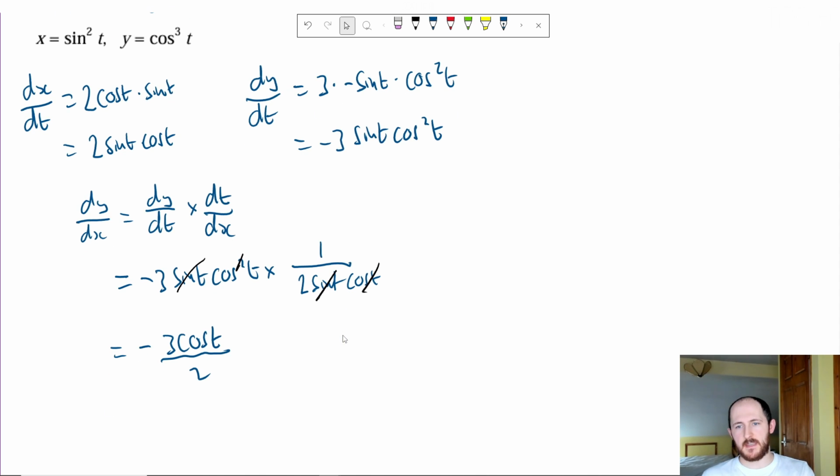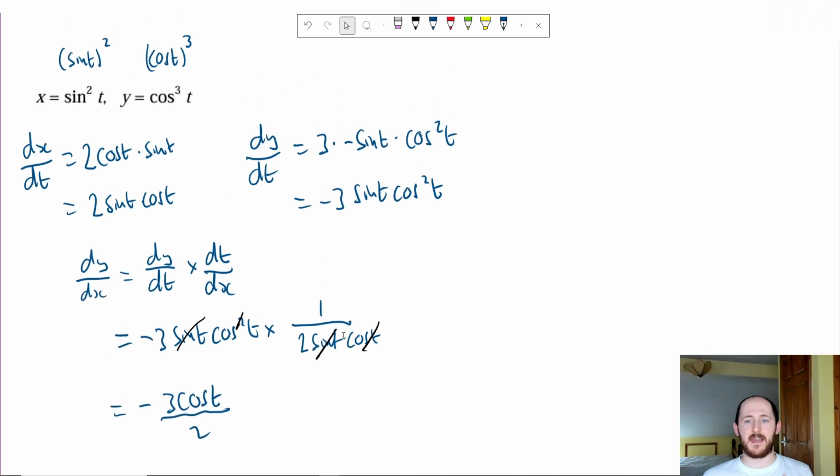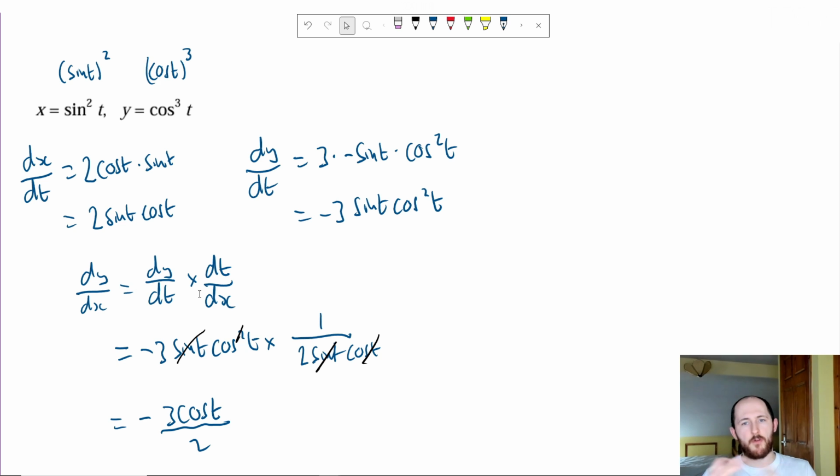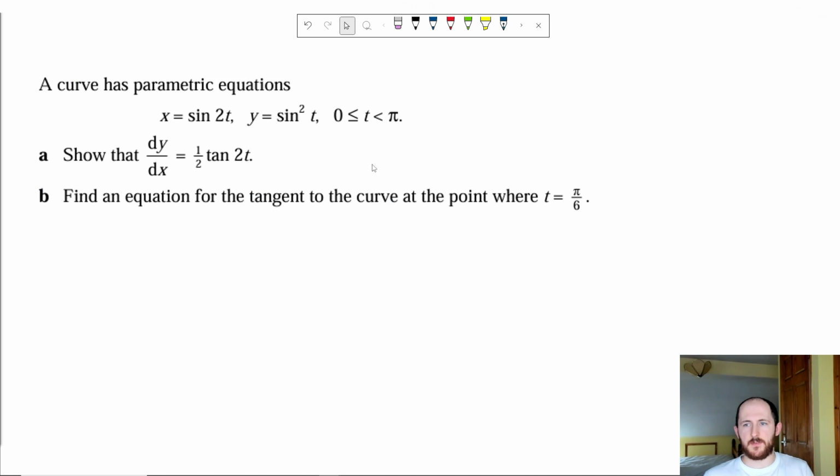But these questions here are meant to give you a really good spread and a good understanding of how to do the topic. The problem solving will come in another video, unless the topic is just problem solving, like differential equations is. And so let's get straight on to this actual exam question that came up. So a curve has parametric equations, x and y. Show that dy by dx is a half tan 2t.